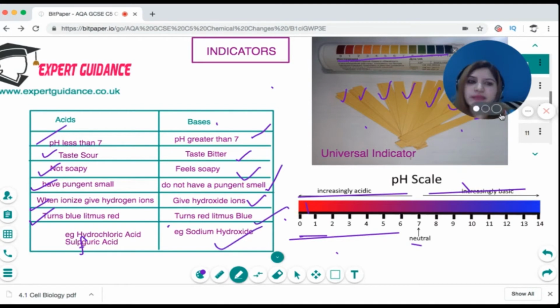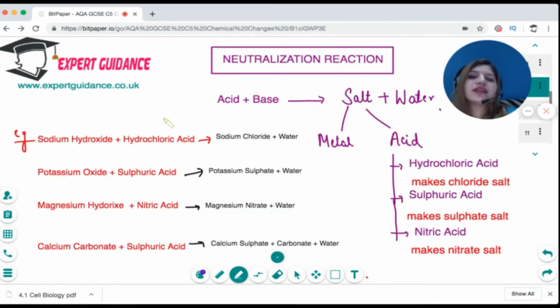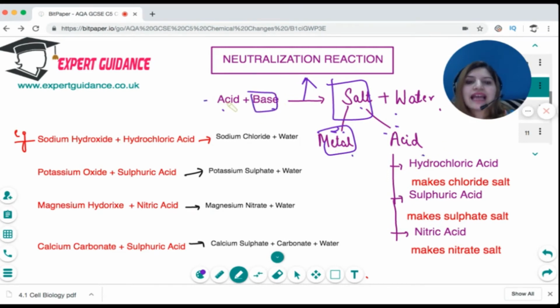Example, sodium hydroxide. Now let us look at the reactions of acids and bases. Remember, acids and bases form salt and water, and this is a neutralization reaction, but you should know how to name the salt. Each salt has two components, a metal and an acid. The metal will be present in your base, and the acid name will determine the end name of the salt.